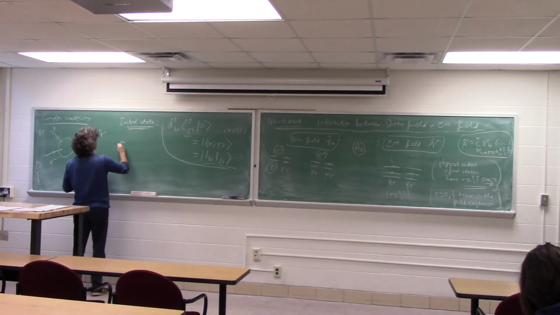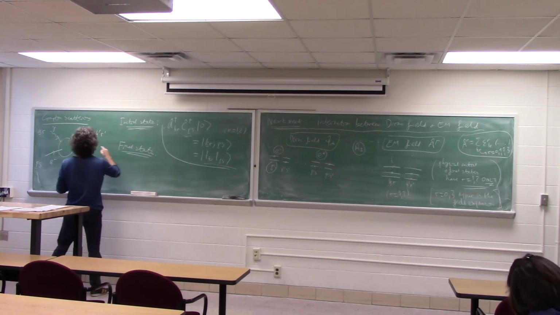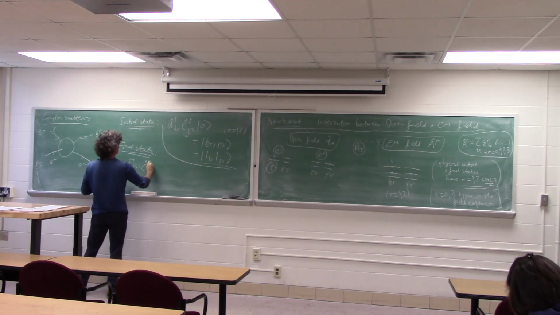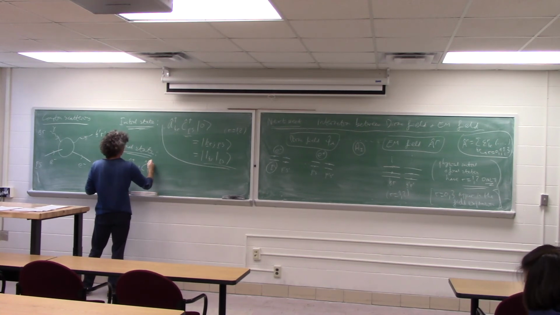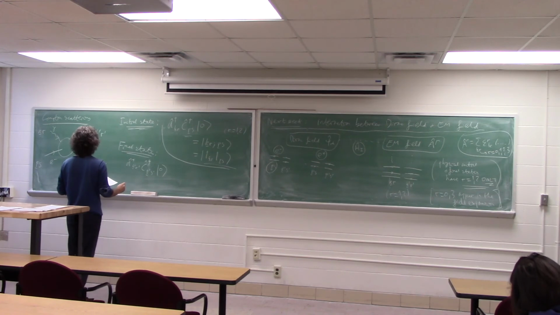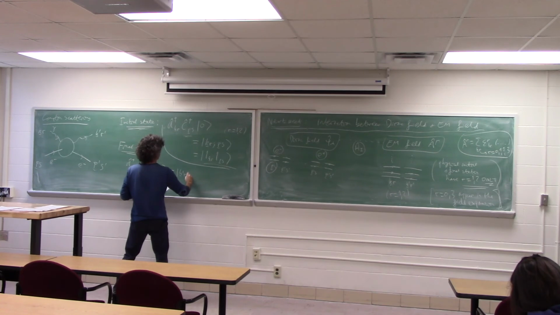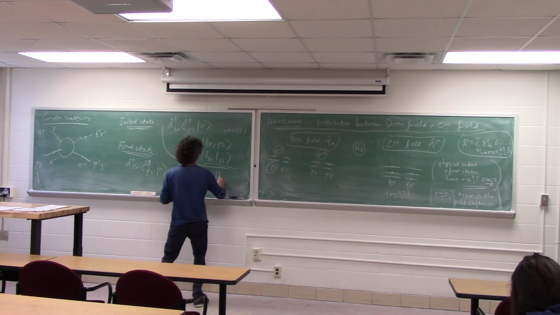The final state. The final state that we're looking at is, of course, just the same thing, but with K prime, R prime, and E prime, S prime acting on the vacuum. In other words, this is K prime, R prime, or if you like, 1.